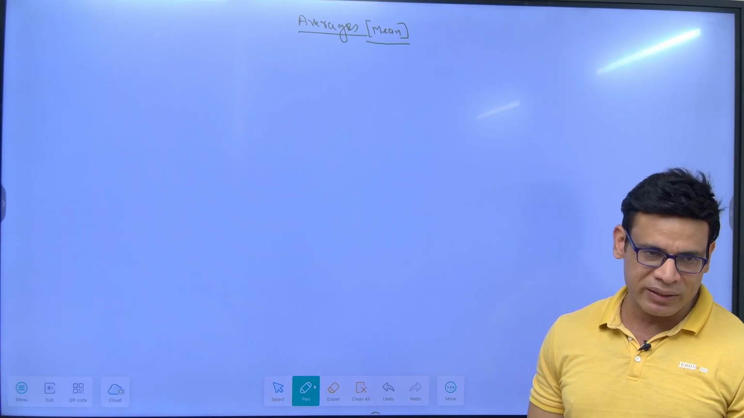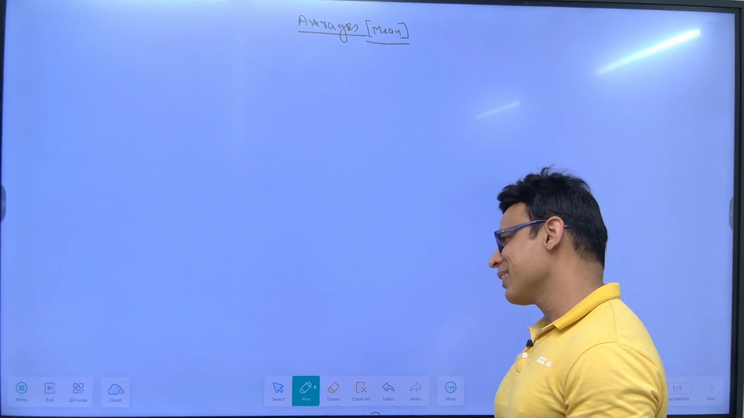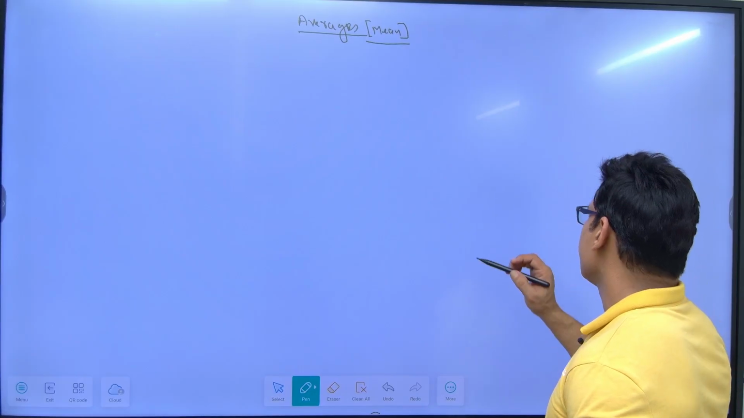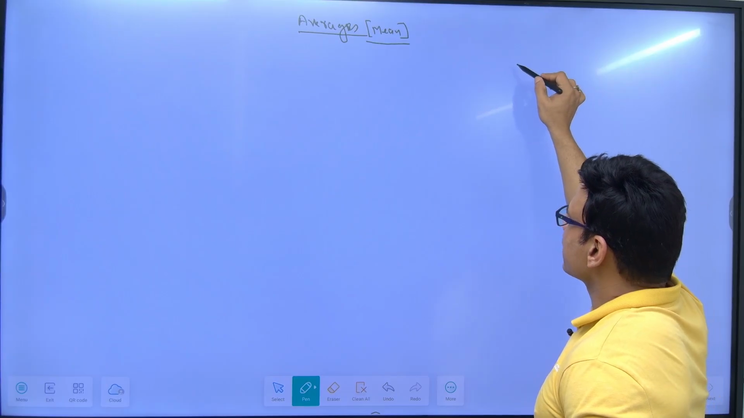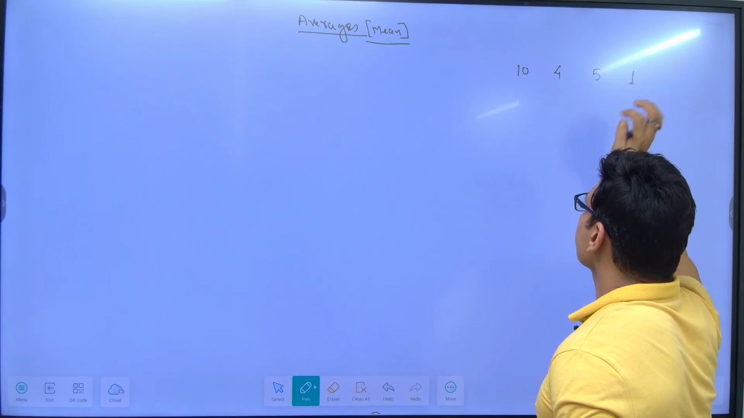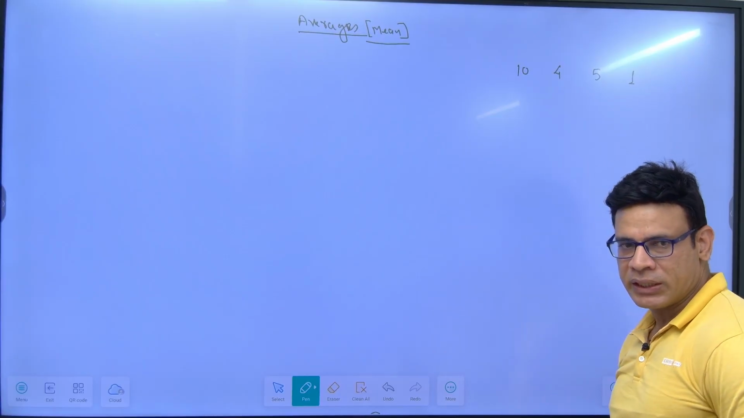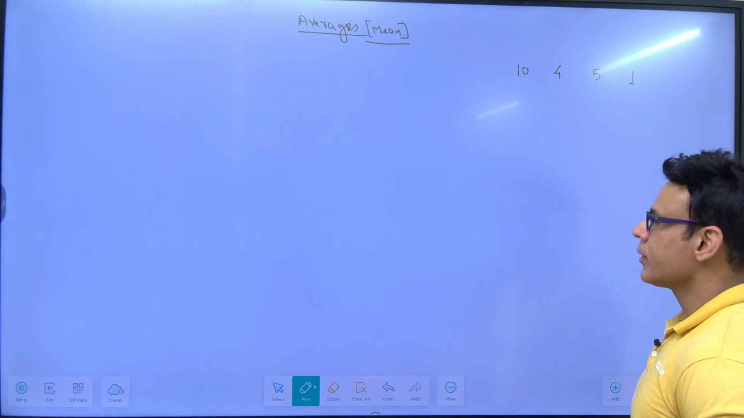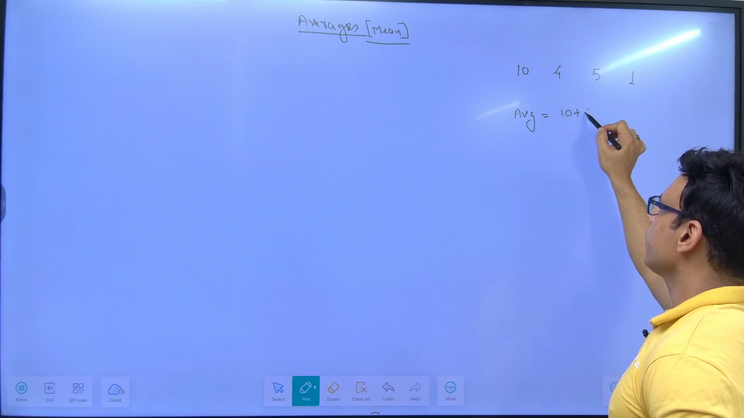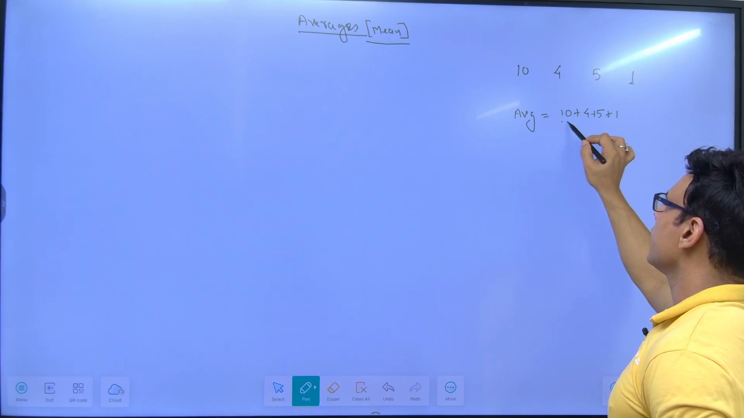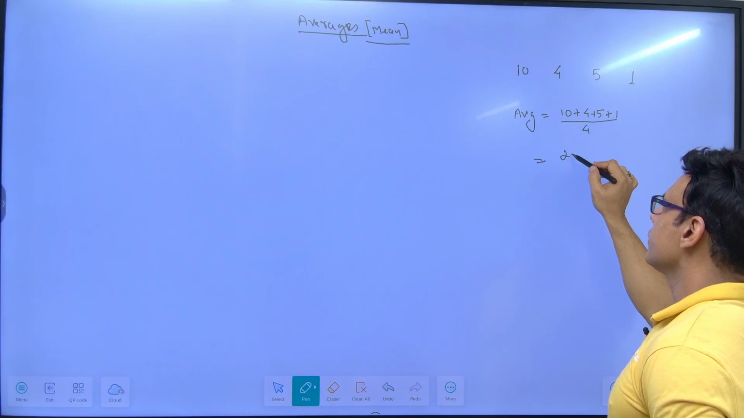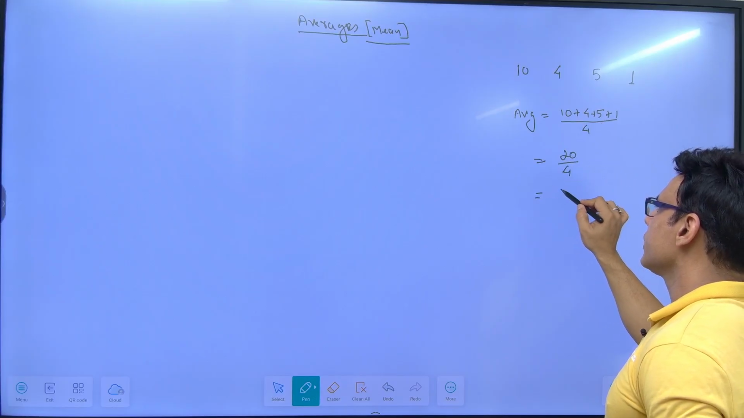Try to understand the concept. Don't write anything. Understand this. So when I say average, it simply means the sum of all observations. Let's say observations are 10, 4, 5 and 1. If I ask you to find the average of this, what do we do? We add 10 plus 4 plus 5 plus 1 divided by 4. Very good. Which is equal to 20 by 4, which is equal to what? 5.